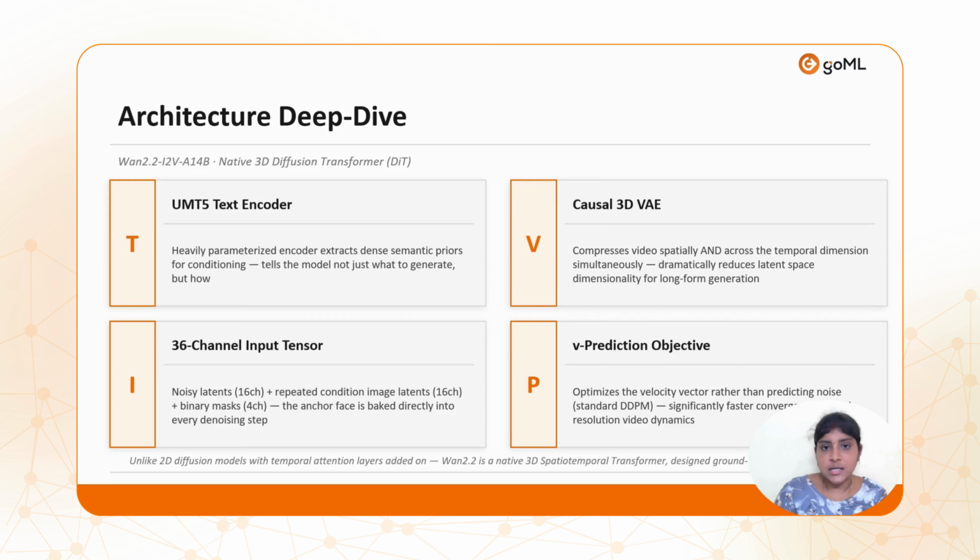Third is the 36 channel input tensor. So we concatenate 16 channels for noisy latents, 4 channels for binary mask, and 16 for the repeated condition image latents. Now through this, the identity is baked into every denoising step. Lastly, the training objective. So wave prediction training objective basically optimizes the velocity vector rather than just predicting noise. So this results in faster convergence for high resolution video dynamics.